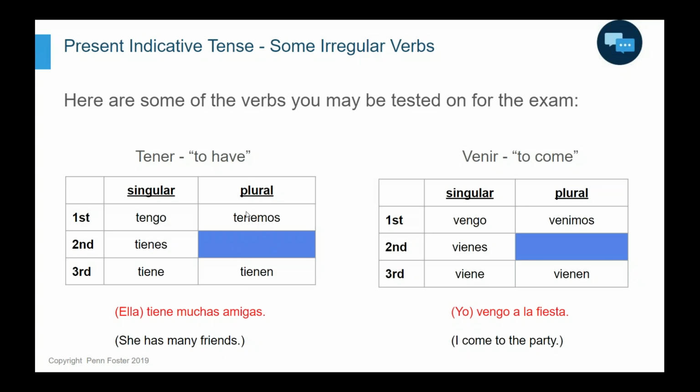The second example is venir, and venir means to come. Our verb forms would include vengo, vienes, viene, venimos, and vienen. So yo vengo a la fiesta, I come to the party. These are both going to be irregular verbs, as you can see, especially with the first person having that G right off the bat. But we do see there's a little bit of a stem change as well in the other forms. So important verbs to remember. You do want to write these down. They will be useful for this lesson.